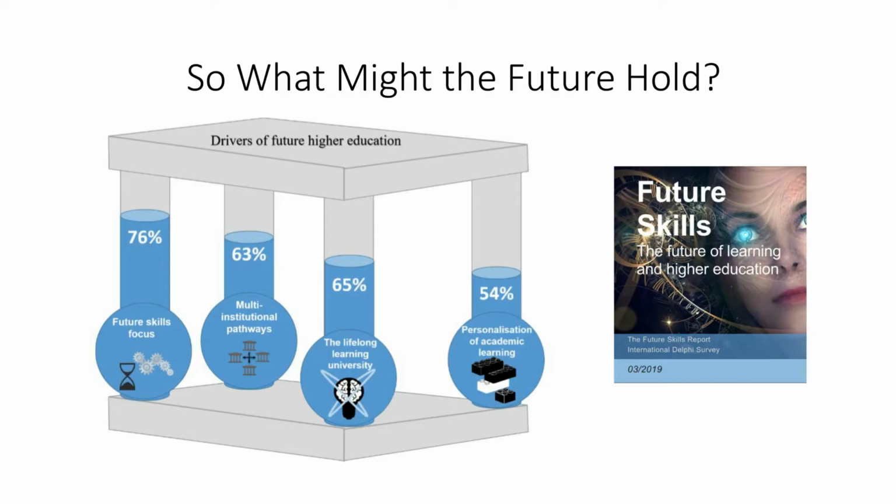A Delphi survey was conducted recently to get the views of experts on what kind of universities will be needed in the future. The results of the survey suggest 4 possibilities: a future skills focus, a commitment to lifelong learning, multi-institutional pathways, and personalization of academic learning. Are ODL institutions thinking of these priorities? Let us look at some of the models of ODL institutions over the last 50 years.